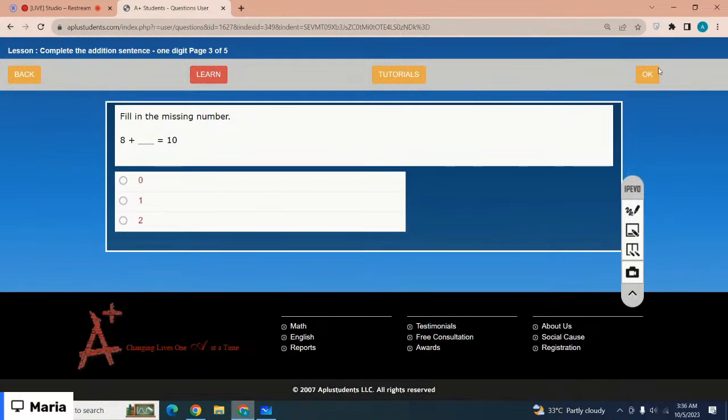8 plus the missing number equals 10. Which is the correct option? Yes, it is. 8 plus 2 makes 10. The correct option is 2. Very good.